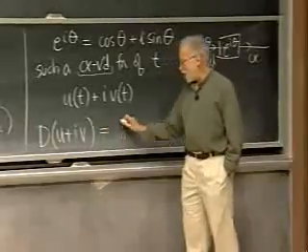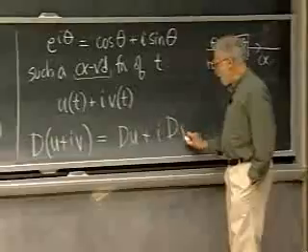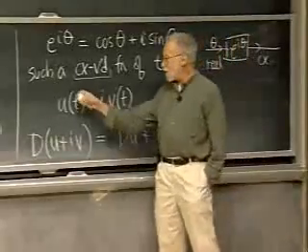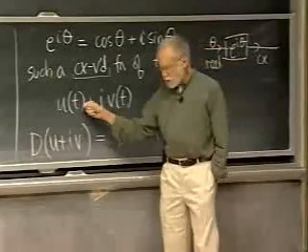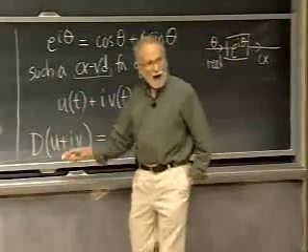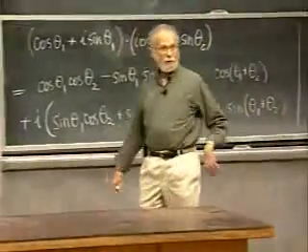And the answer is, it will be the derivative of u plus i times the derivative of v. You differentiate it just the way you would if these were the components of a motion vector. You would get the velocity by differentiating each component separately. And that's what you're doing here.